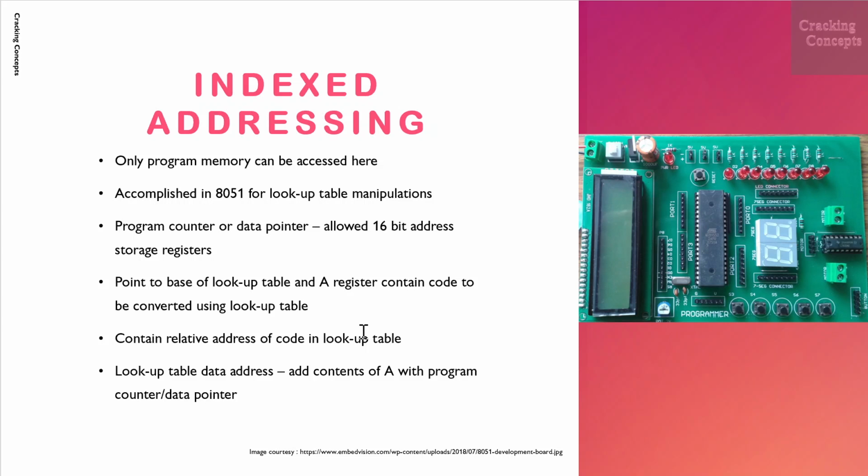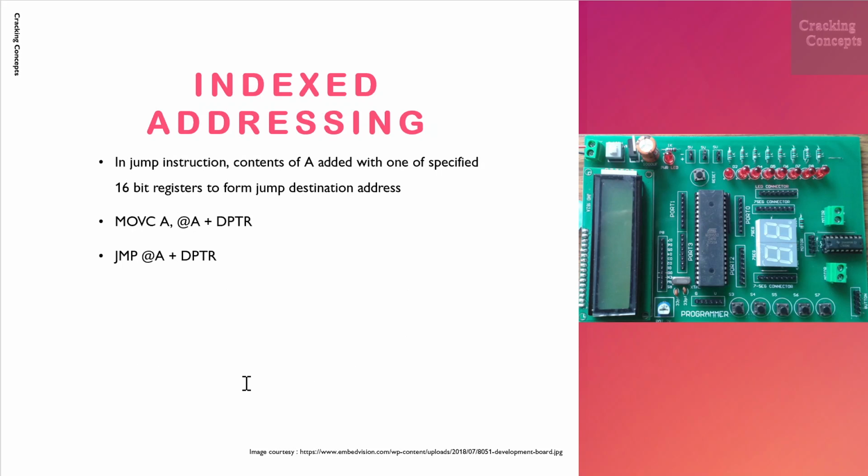The lookup table data address is found by adding the contents of the accumulator with that of the program counter or data pointer. In jump instructions, the contents of accumulator is added with one of the specified 16-bit registers to form the jump destination address. Examples are MOVC A, @A+DPTR. Here, MOVC copies the 8-bit data from internal or external code memory to the accumulator. Another example is JMP @A+DPTR.